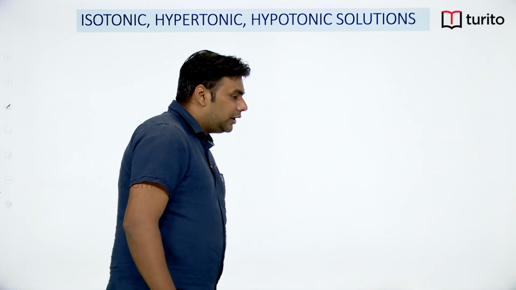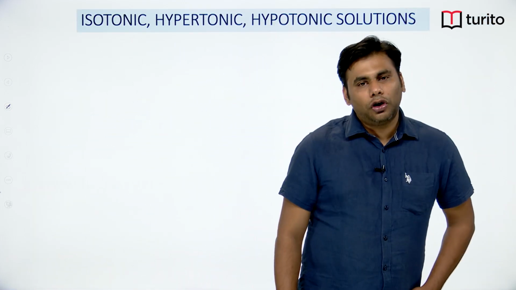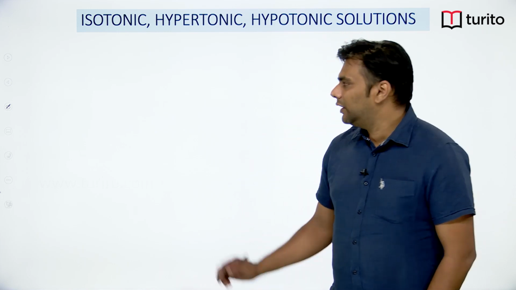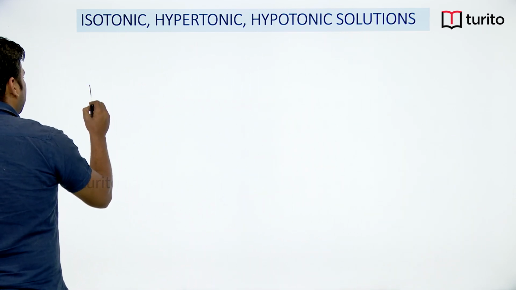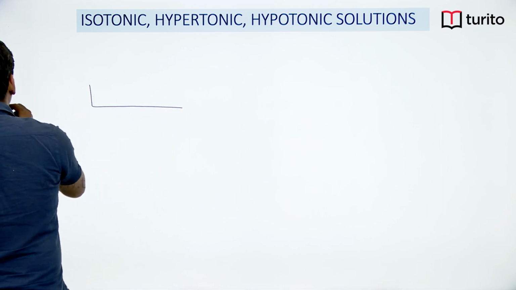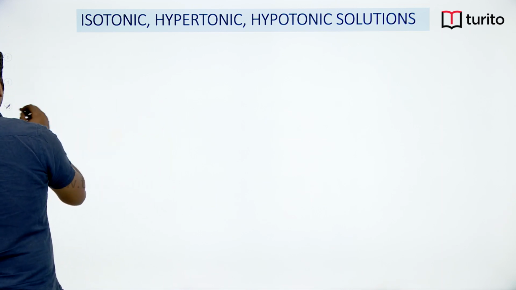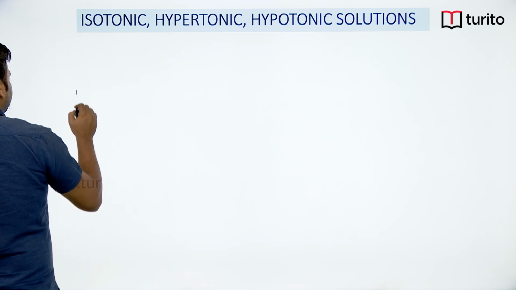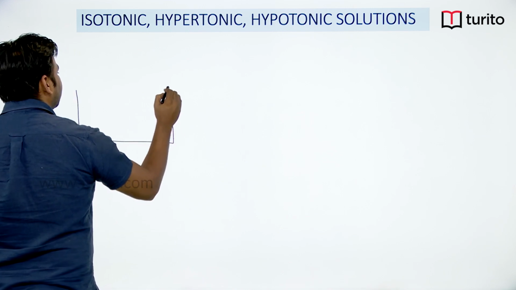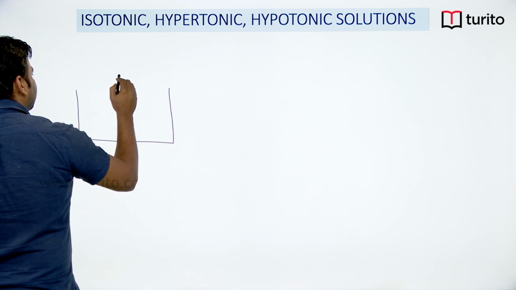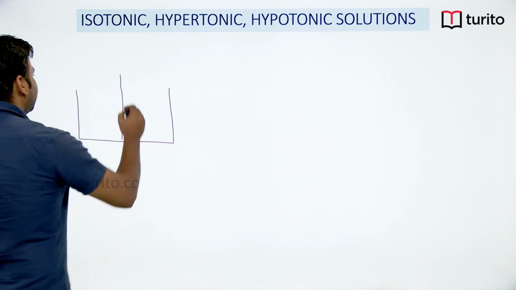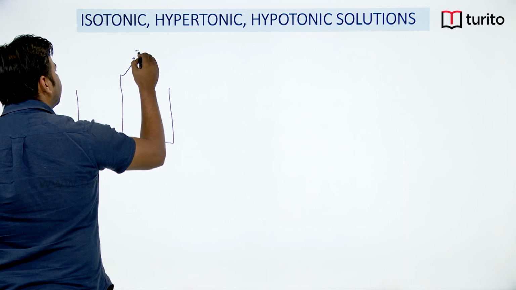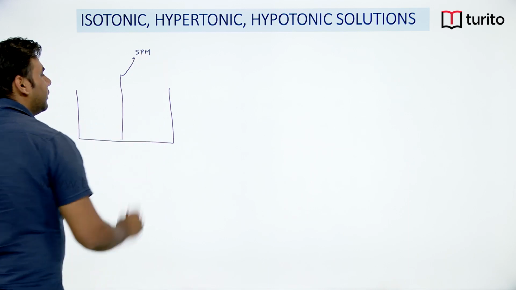In the previous lecture we talked about osmotic pressure, so let's do a small recap. Suppose we have a container which has two compartments separated by a semi-permeable membrane. So this was your semi-permeable membrane.